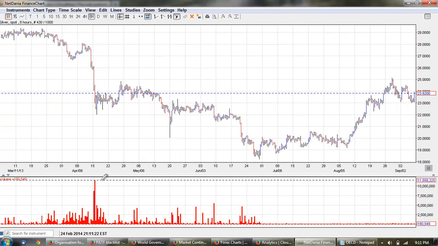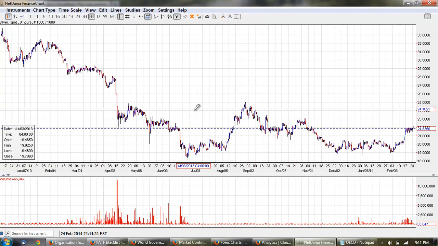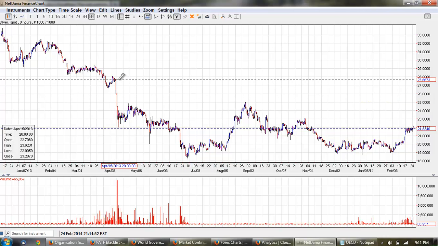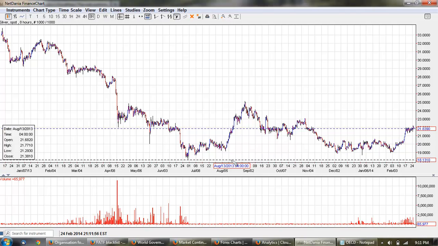This was the April 15th Boston bombing smackdown in silver, and you can see, put these two lines together and you get about a volume of 20 million. Now, 20 million contracts, we're talking about 100 billion ounces of silver. Think about that, folks. 100 billion ounces of silver. That's 150 years worth of mining supply. That's how much paper silver they threw at the market to crack it like that.